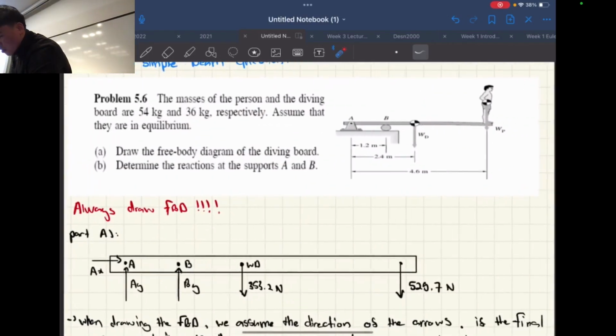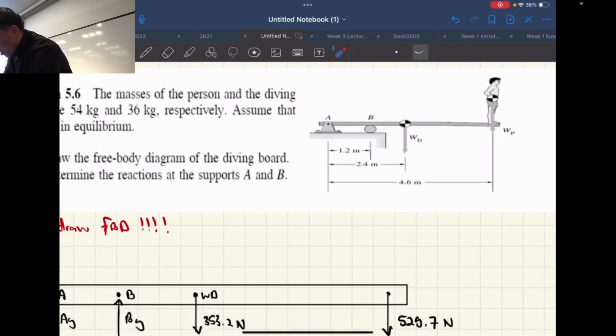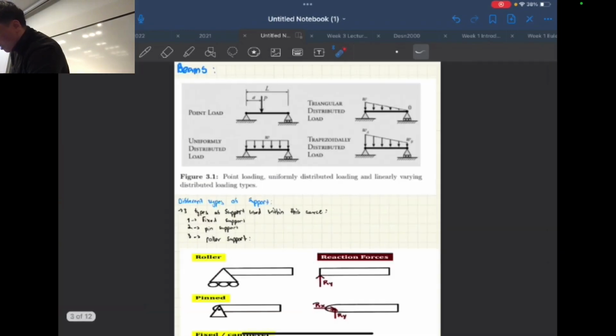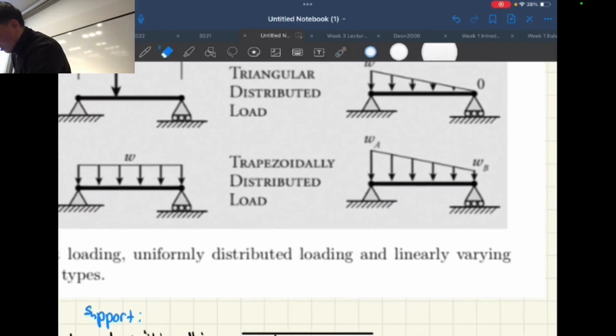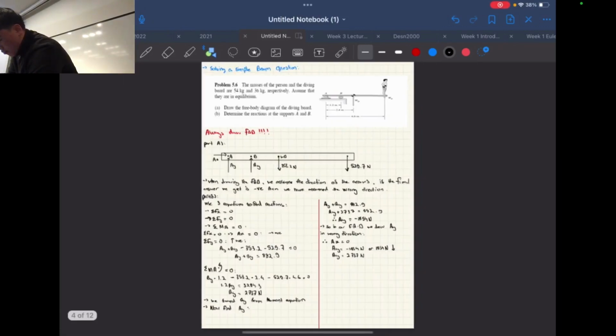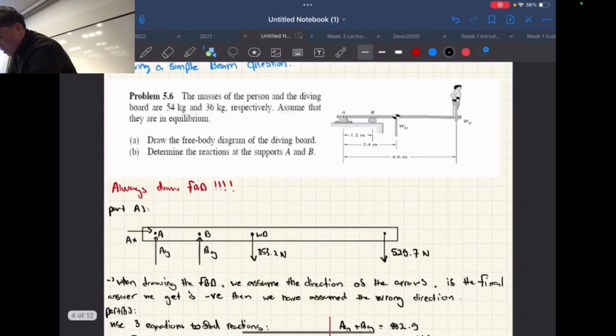So we have here a person standing on a trapezoidal loaded beam. It doesn't come up often, but the way you solve that is you split it into a triangle and a rectangular distributed load, and you solve from there. And the first example is a beam example.